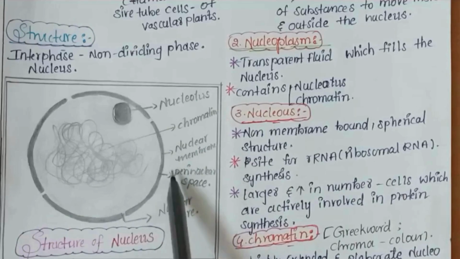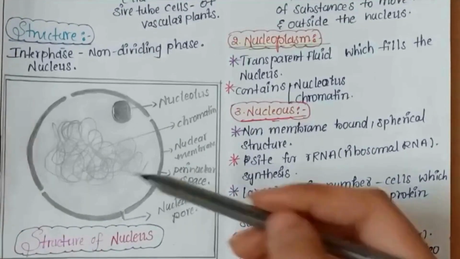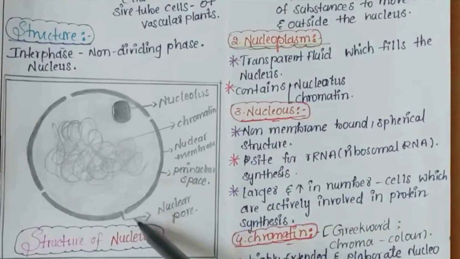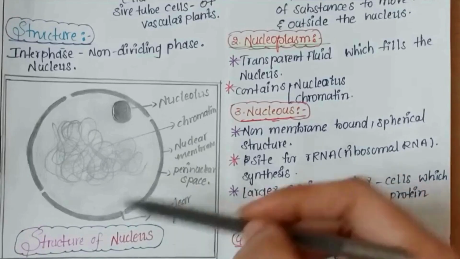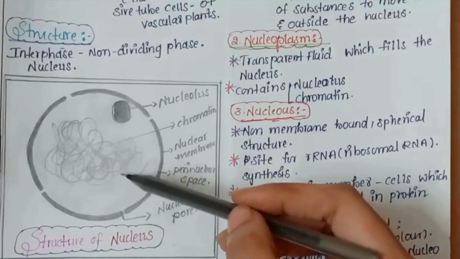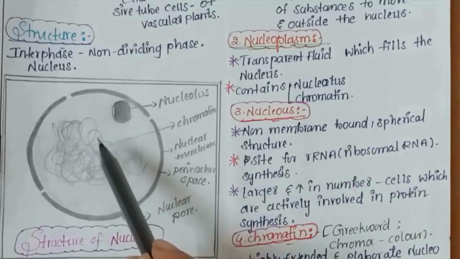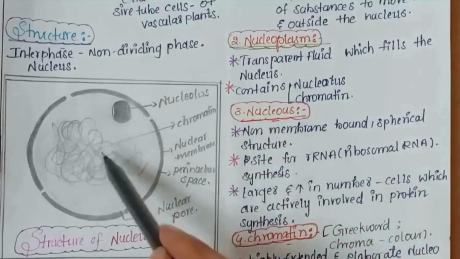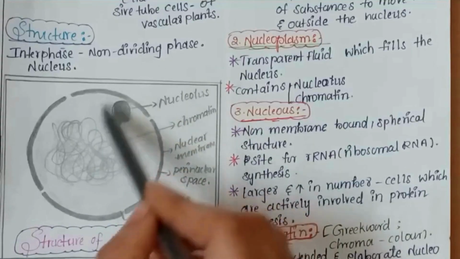Between these two membranes, there is a space which is known as perinuclear space, and there are nuclear pores which are formed by fusion of these two membranes, and these form a passage for substances to move inside and outside the nucleus. And there is a transparent fluid which fills the nucleus, which is known as nucleoplasm, that contains the nucleolus and chromatin material. Coming to the nucleolus, this is a non-membranous spherical structure.